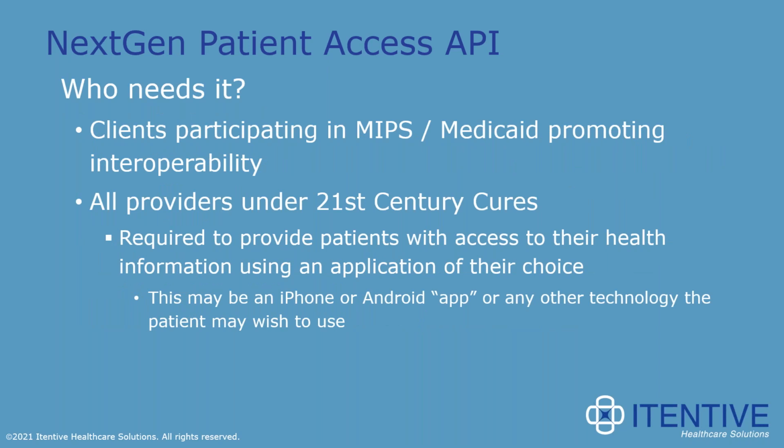So who needs it? First and foremost, any client participating in the Promoting Interoperability Program. That's both the PI category under MIPS and/or the Medicaid Promoting Interoperability Program. You should actually already have the Patient Access API installed and configured, but you absolutely need it by the start of your 90-day reporting period, which is at the latest October 3rd of this year.